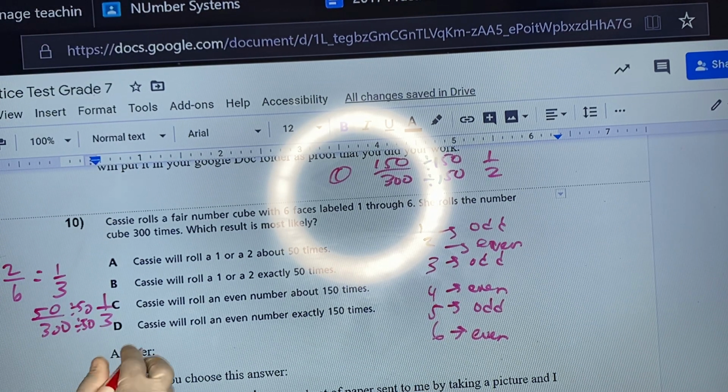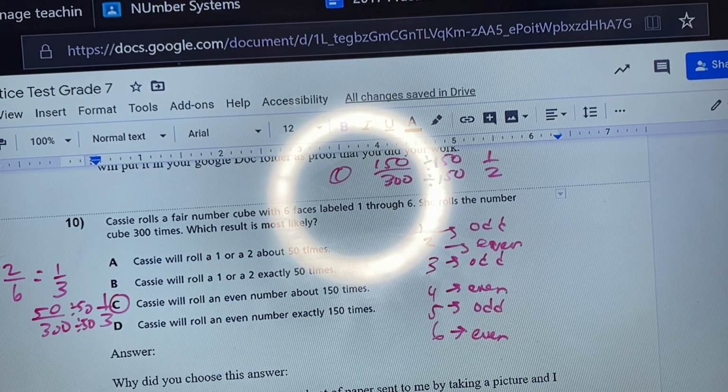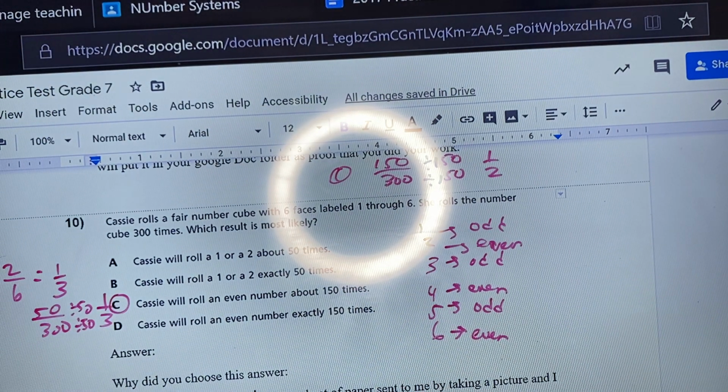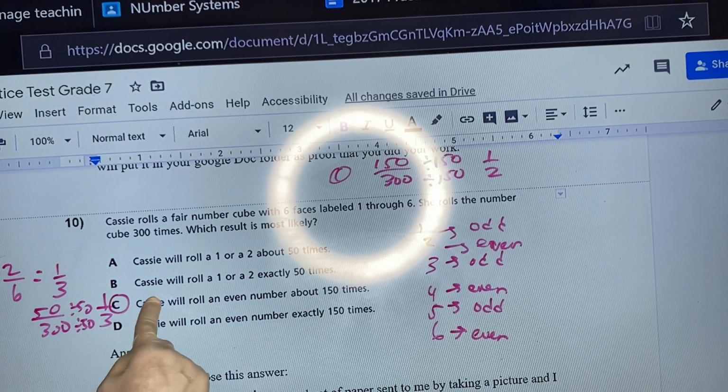So I'm gonna go with this answer, but I'm gonna go with D. I'm gonna look at D, and it says Cassie will roll an even number exactly 150 times. There's no guarantee that you roll 1, 3, and 5 exactly 150 times. It is more likely that you could roll a 1, 3, and 5 about 150 times.